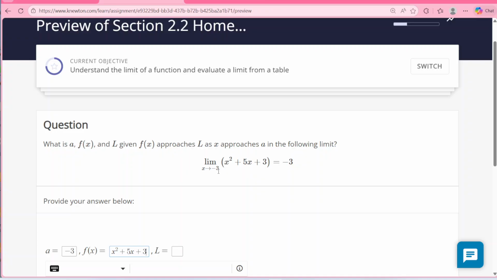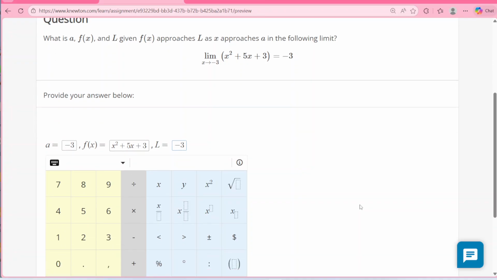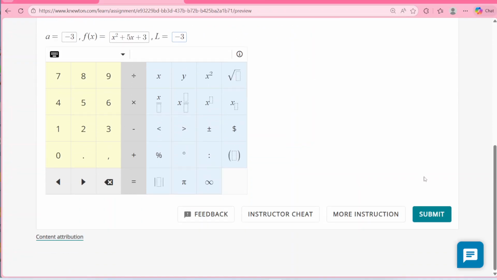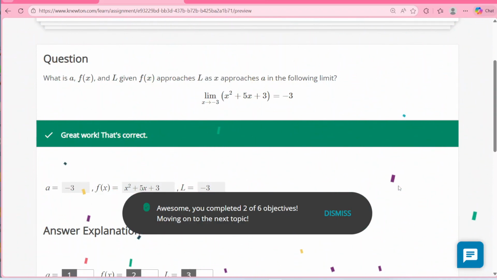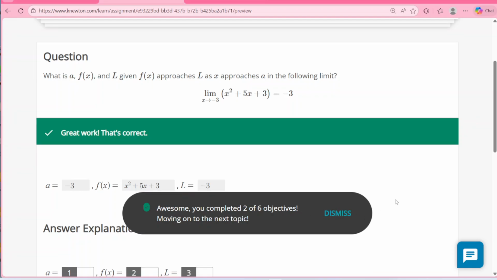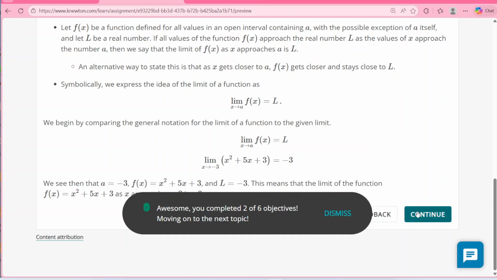So as x approaches -3, the y coordinate on this graph would approach -3. The graph on both sides would approach the point (-3, -3). So this limit L is also -3. Again, just filling in the pieces of the notation. Great. All right, hey, confetti, wow. Awesome, you completed 2 of 6 objectives. So we continue on.